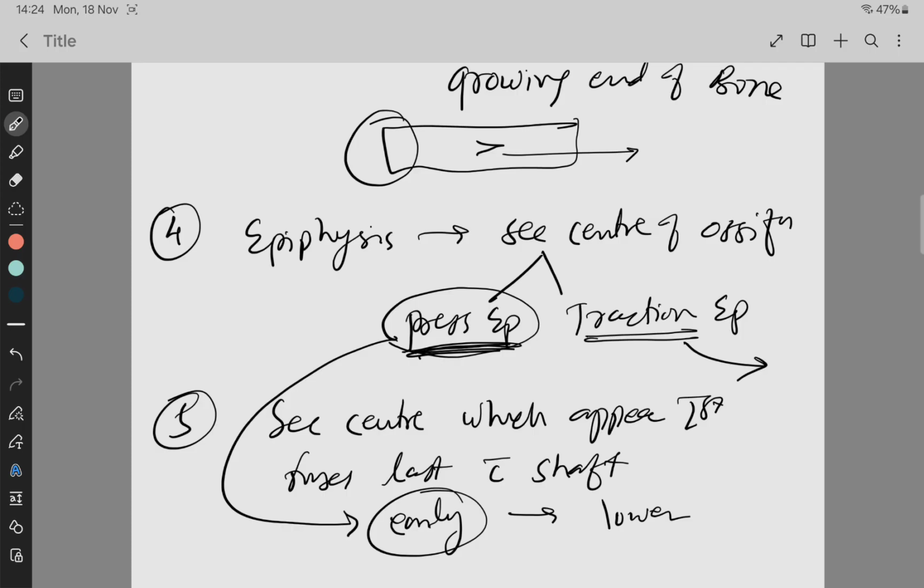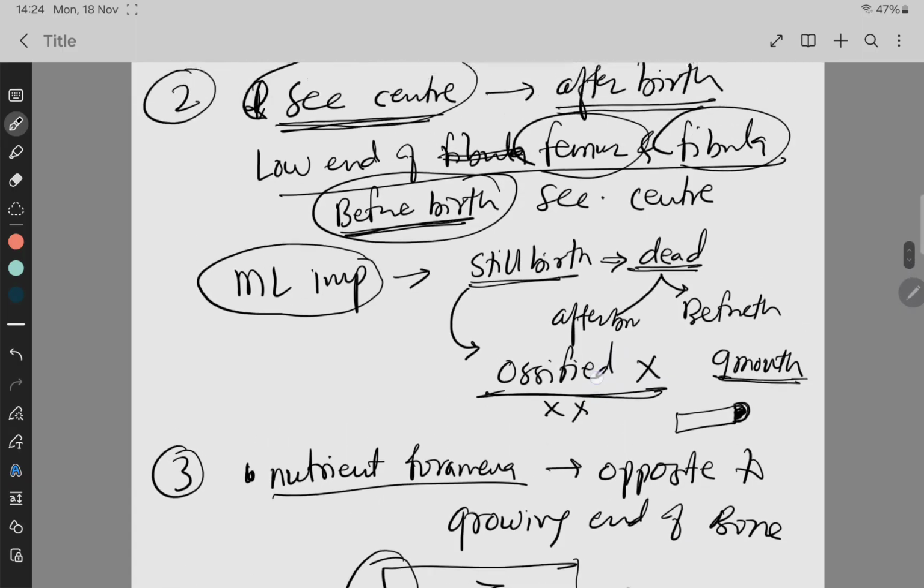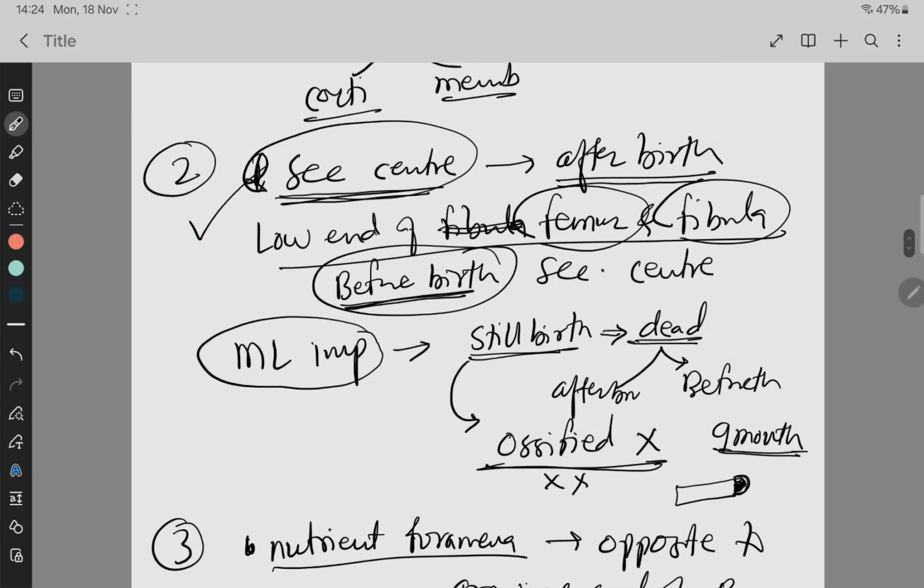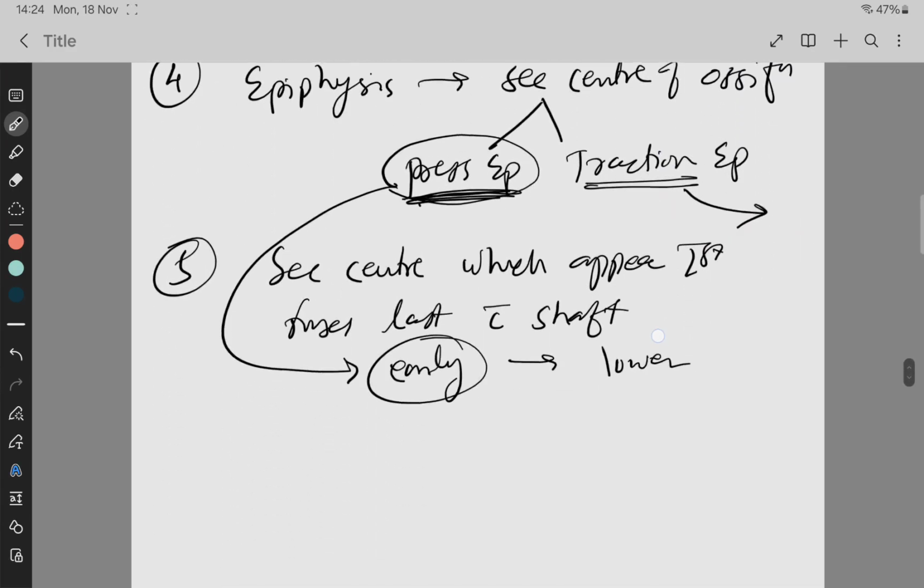That is how the fibula violates both these laws of ossification. One is the second law: the lower end of the femur and upper end of the fibula, though they are secondary centers, normally appear after birth, but in these cases they appear before birth. And this is the secondary center which appears first, yet fuses last with the shaft.